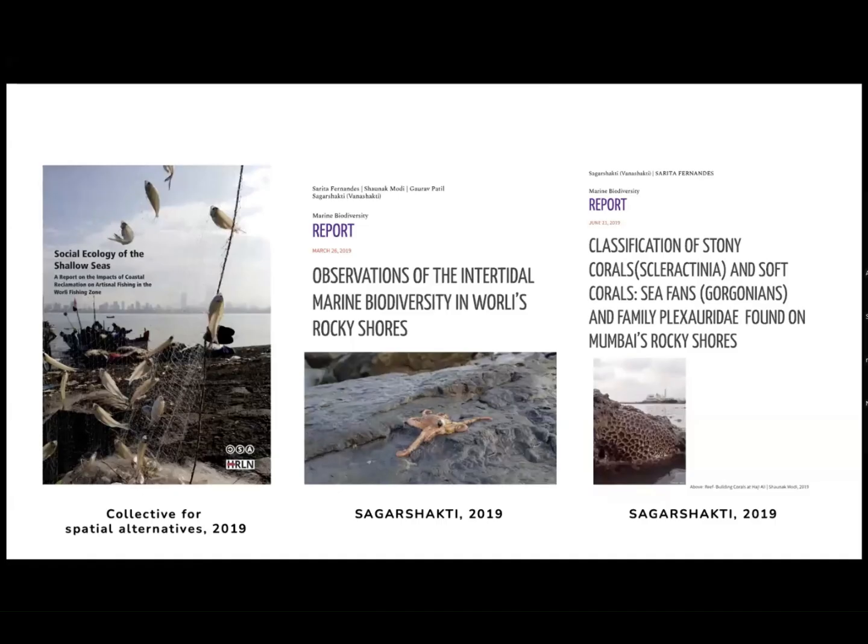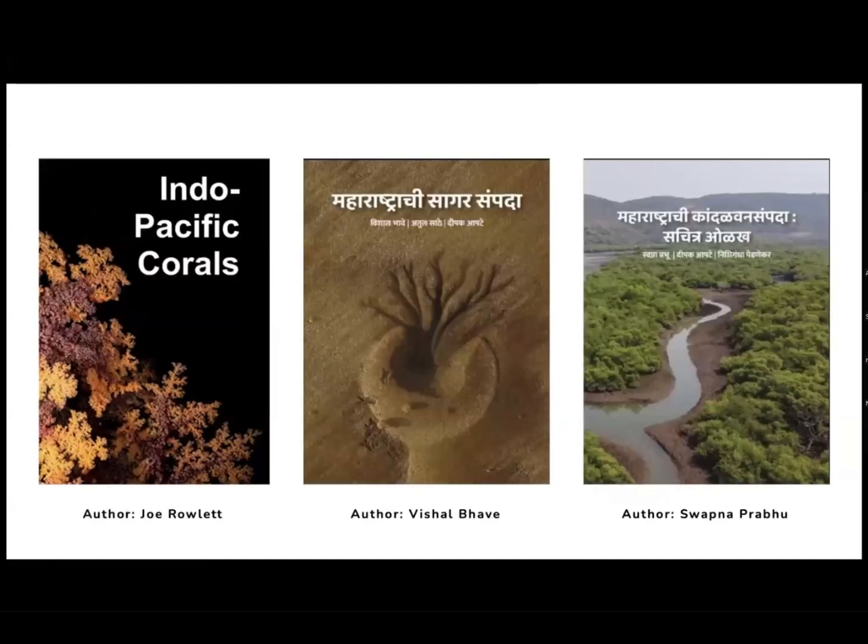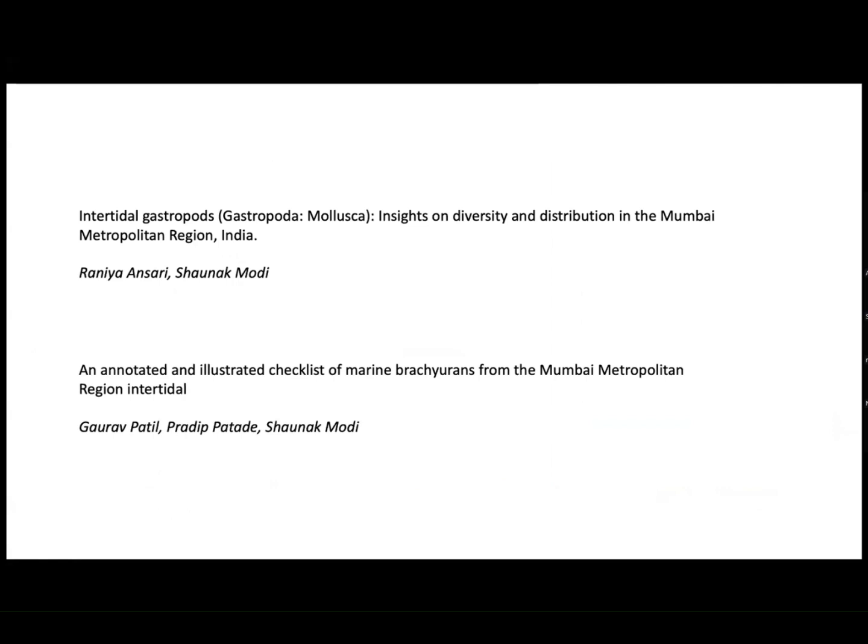Our data was, like I said, used in three different reports, which were submitted to the Mumbai High Court and then to the Supreme Court. And I'm very happy that our photographs and our data were used in three different field guides. Two are Indian field guides, and one is about Indo-Pacific corals by Joe Rowlett. We have also submitted two papers in different journals and are waiting for them to be approved. One is about intertidal gastropods, where we've documented about 160 species with more than 50 species of sea slugs. And the second is a checklist of marine brachyurians from the Mumbai metropolitan region.